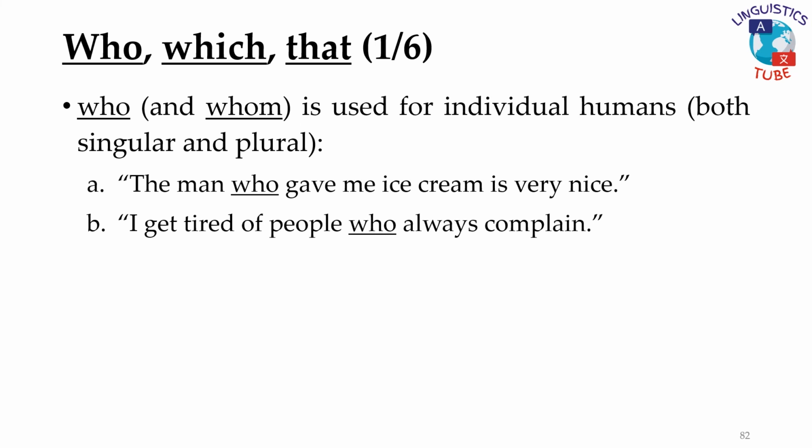The relative pronoun who is used for individual humans. By this, I mean nouns which refer specifically to a person or to people. Thus, who refers to both singular and plural human nouns. You can see this in the 2 examples on the screen. Sentence A is connected to a singular noun, whereas sentence B refers to a plural noun. The man who gave me ice cream is very nice. I get tired of people who always complain.